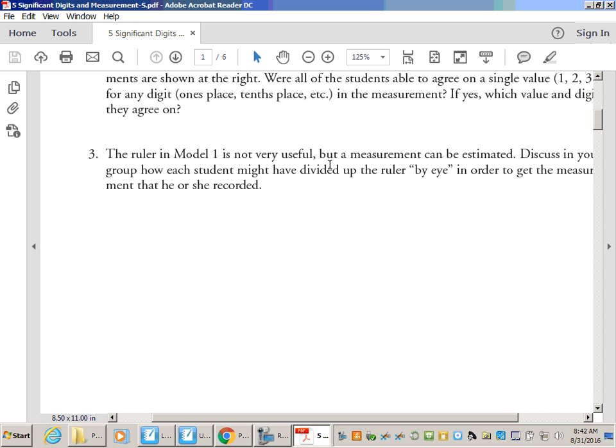So moving on down, ruler 1 is not very useful, but a measurement can be estimated. Discuss in a group how they may have divided up the ruler by eye. Basically, everybody has to do an estimation. Most of the time the estimation is going to be at the tail end, where you're like, oh, it's between the two dashes. Maybe it's halfway, maybe it's 3/4 of the way, you have to make an estimation.